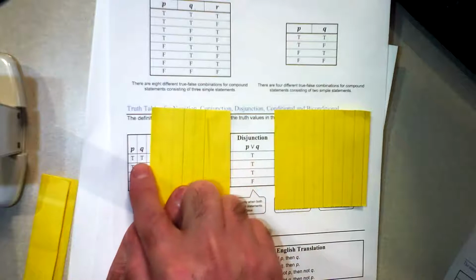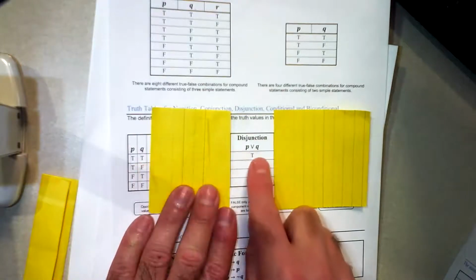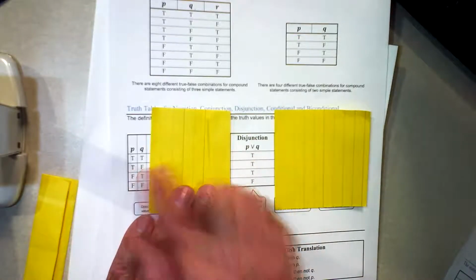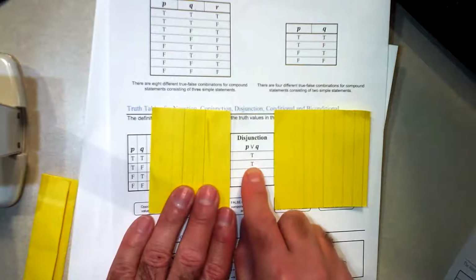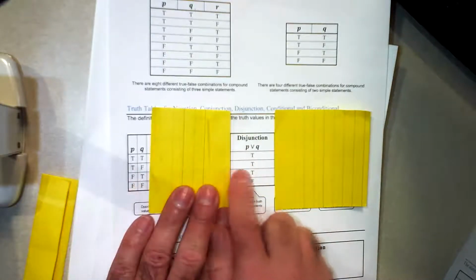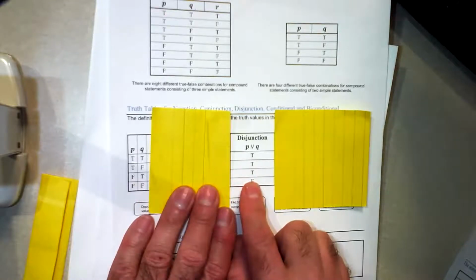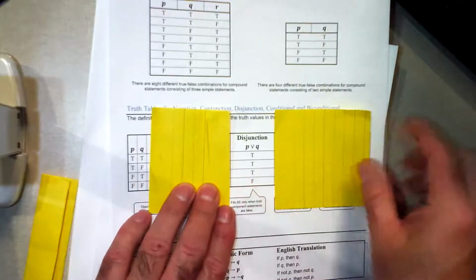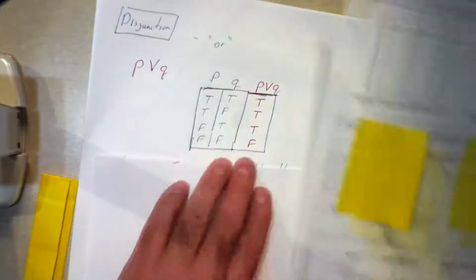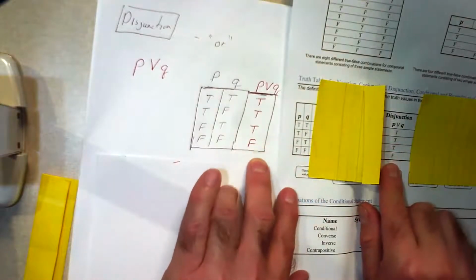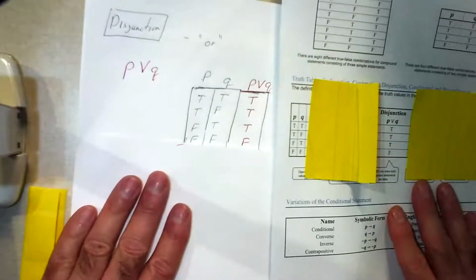So when you have two truths, that's true. We got to do it row by row. If you have a true or a false, you end up getting a true statement. False or true is true. False or false, you get false. All right, so I'm going to put those results on my paper for disjunction. All right, so there they are. T, T, T, F. Those are the results for the disjunction.